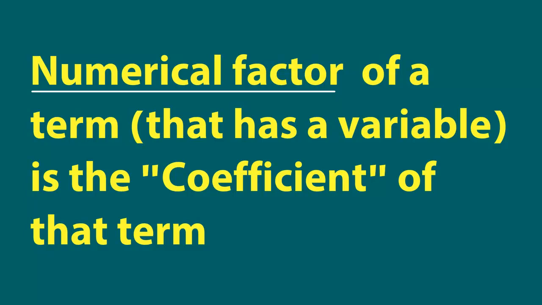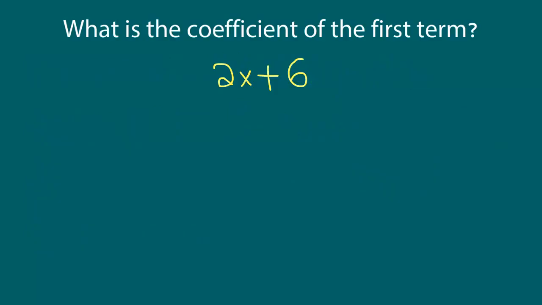And whenever there is a term that has a variable, we look at that term and find out the numerical part, or the numerical factor. That numerical factor of that term is called the coefficient of that term. Let's take a look at some examples which will help us clarify this.